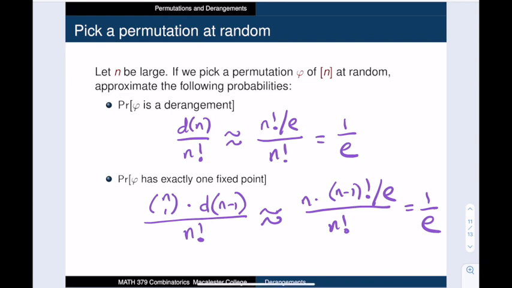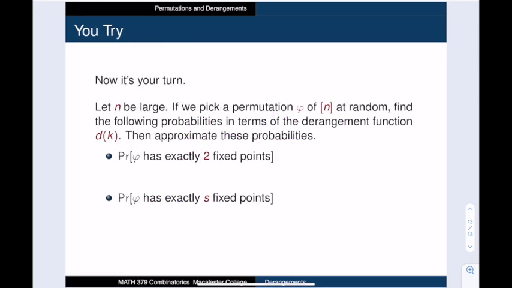So that's interesting. We are just as likely to get a derangement as we are to have exactly one fixed point. And so now it's your turn. I want you to try to come up with the same sort of probability approximation. So if I pick a random permutation, what's the probability that it has exactly 2 fixed points? And what's the probability that it has exactly s fixed points? So think about this in terms of a recipe where you're going to have to try to pick the fixed points and then pick a derangement for the rest of the permutation. All right, good luck.